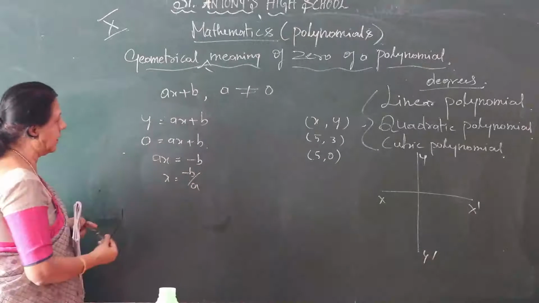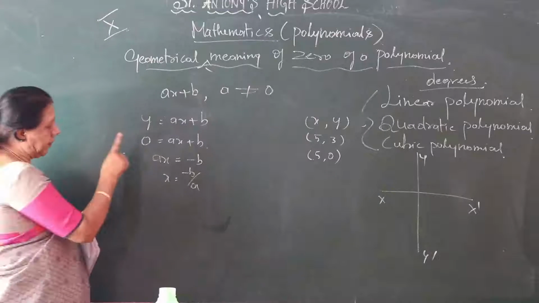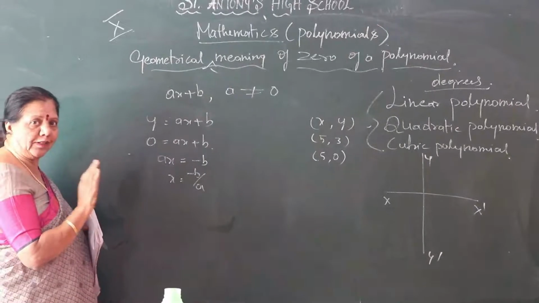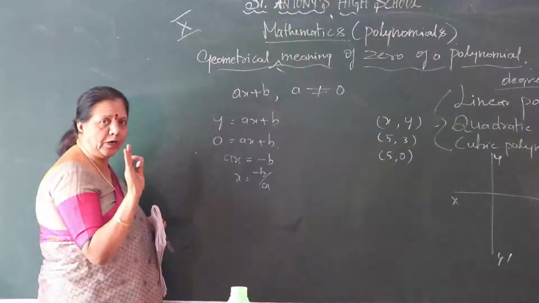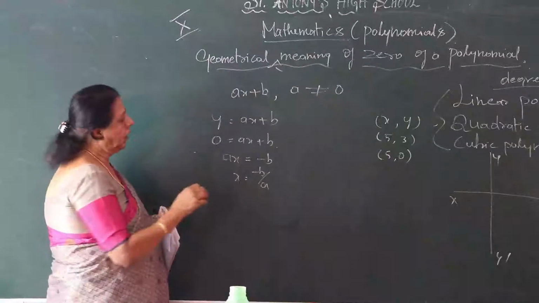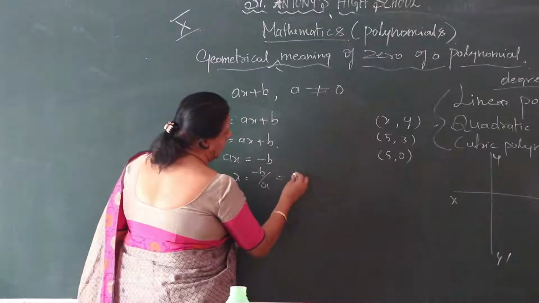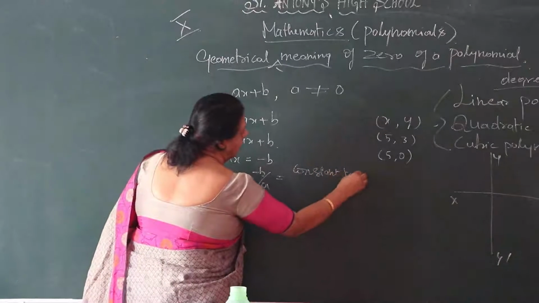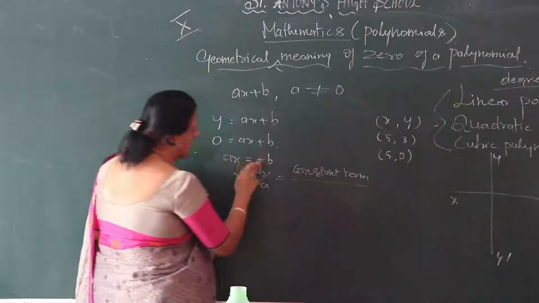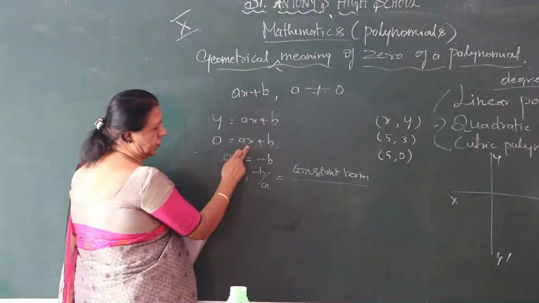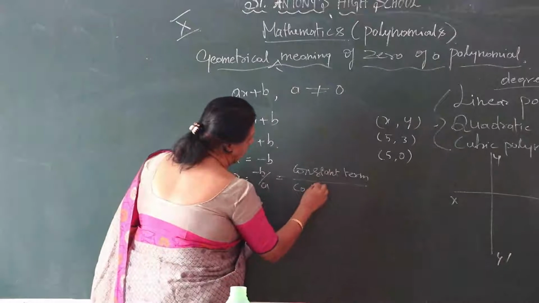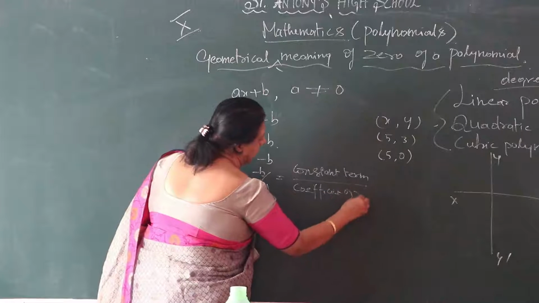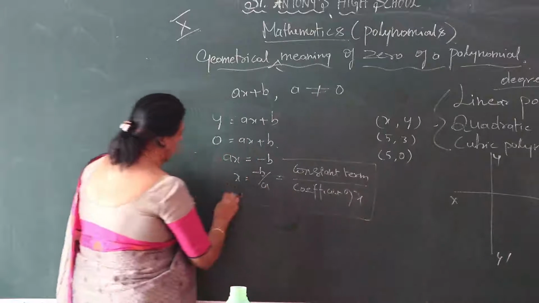In the previous class, I made you learn this, children. No confusion, I was correct. No need to worry, some confusion will be there. So minus b is the constant term, and this is the coefficient of x. So this ratio we require.